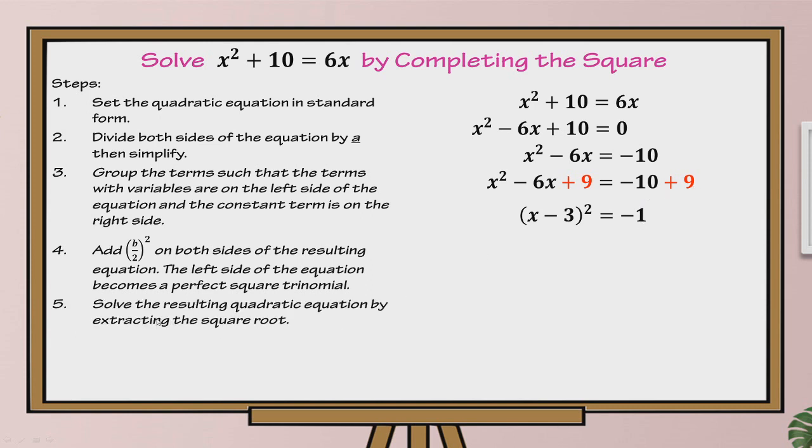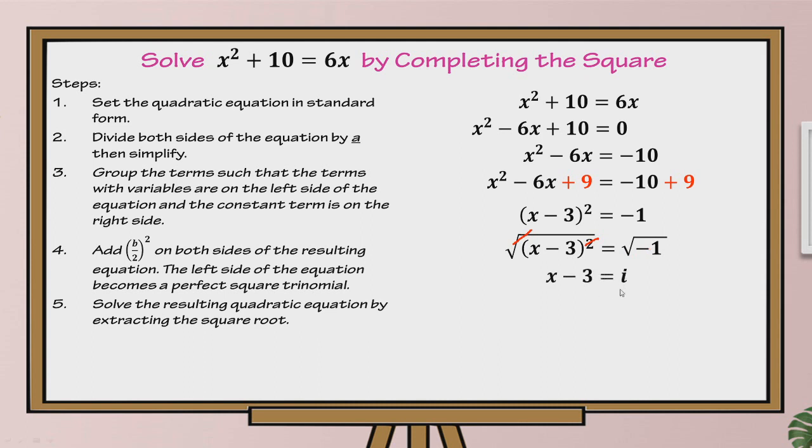And the next step is to solve the resulting quadratic equation by extracting the square root. Alam na natin yan, that we are going to get the square root of both sides of our equation. And so this means that our exponent 2 will disappear. So we will be left with x minus 3 on this side. And alam naman natin that there is no square root of a negative number. Kaya naman, the result will be an imaginary number.